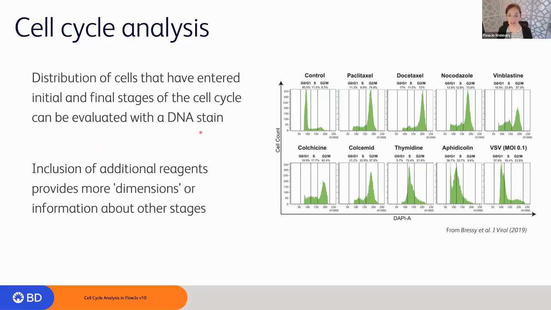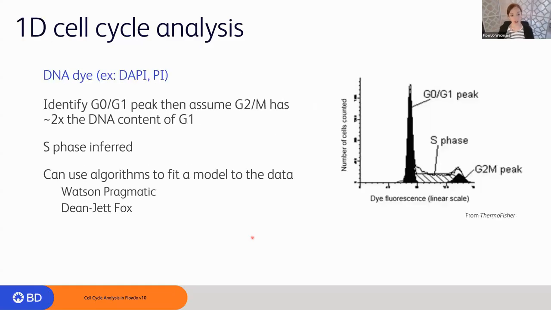When we include additional reagents, we can get more information or more dimensions about the other stages. When we have just a DNA stain, that's referred to as a one-dimensional analysis, because we can really only confidently go off of the DNA content and assess whether something is in the G0, G1 or in the G2M phase. All the other stages are inferred or a little bit more nebulous. But if we add reagents that specifically measure those phases, we can be a little more concrete about it. So let's talk about some of the different assays. We've been talking a lot about the one-dimensional cell cycle analysis, which, from the poll I showed a bit ago, seems like the format most are familiar with.